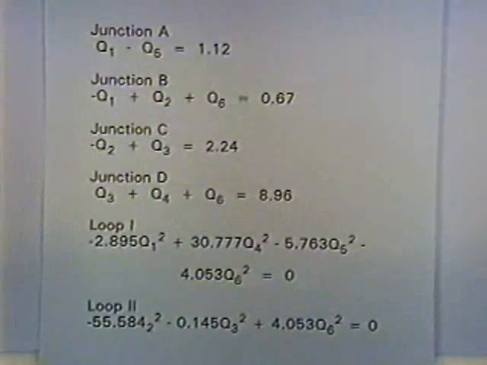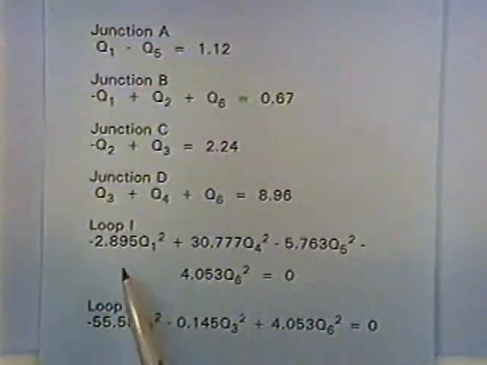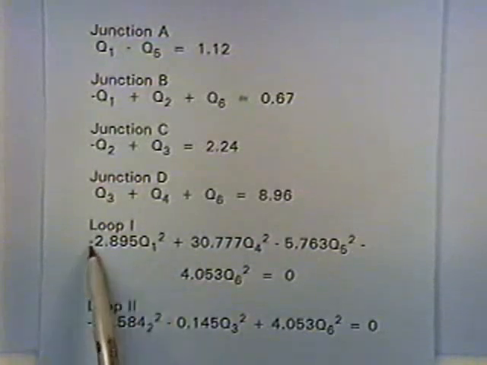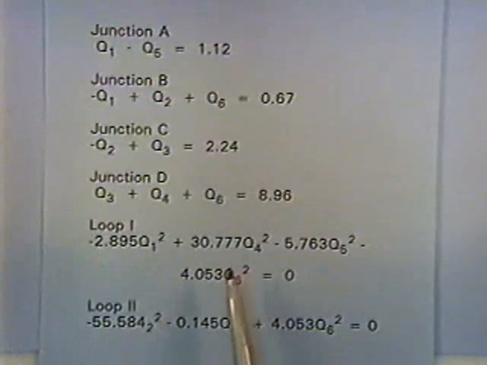Now for each loop, and there's 3 loops, I just chose to use 2 of the loops. I guess the rule is you have to choose loops so that every pipe is in at least 1 loop. So for loop 1, we write head losses. Head loss is KQ squared. Loop 1 involves pipe 1. The flow is counterclockwise. My sign convention is to let clockwise be positive, so I'm going to call it negative. And then pipe 6 is in that loop.